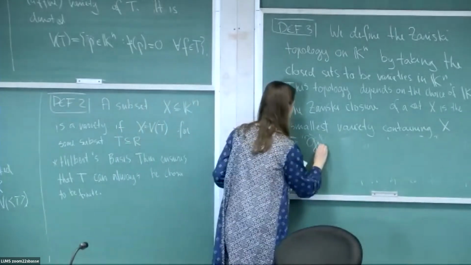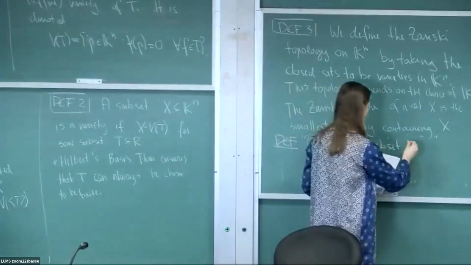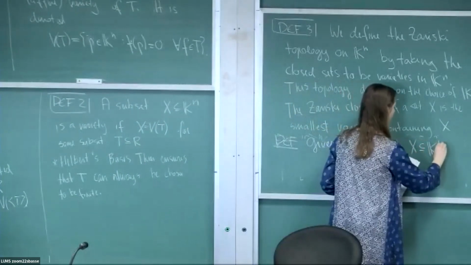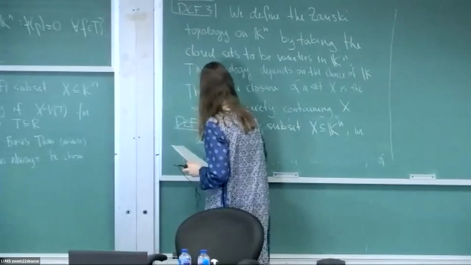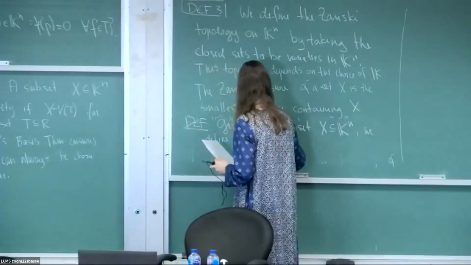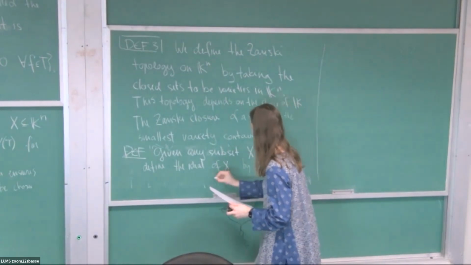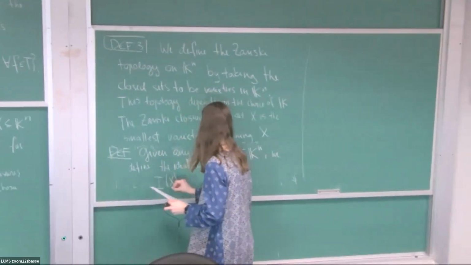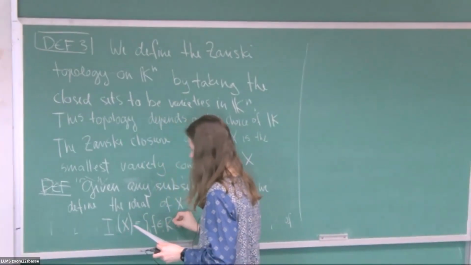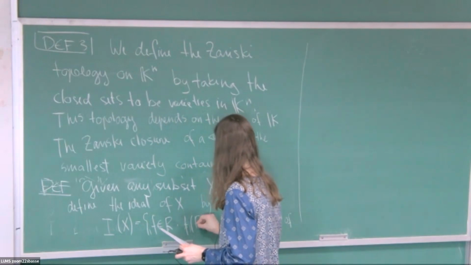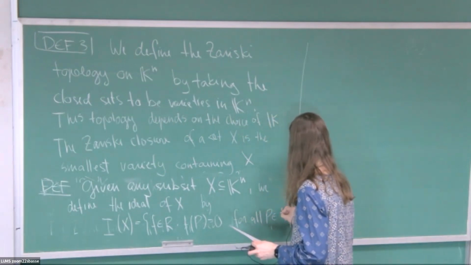So, given any subset X in K^n, we define the ideal of X. It's all the polynomials that vanish on all the points of our set X. It's all the f in the polynomial ring such that f of p is equal to 0 for all p in X.